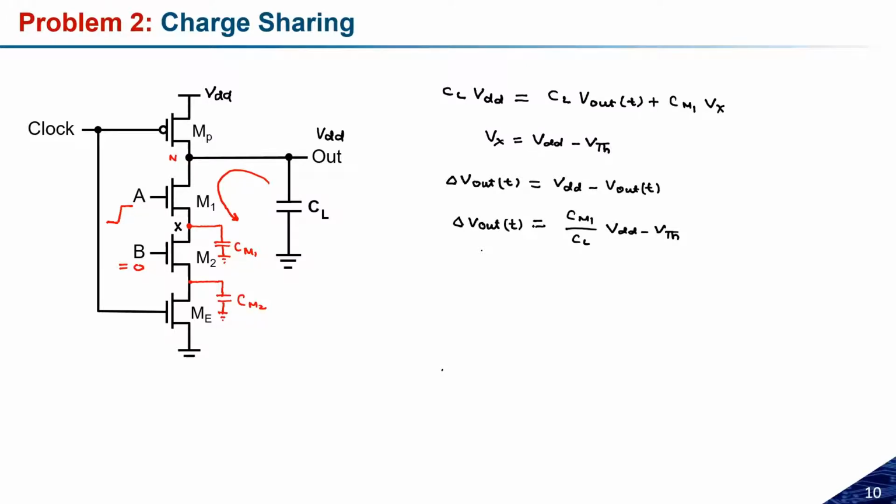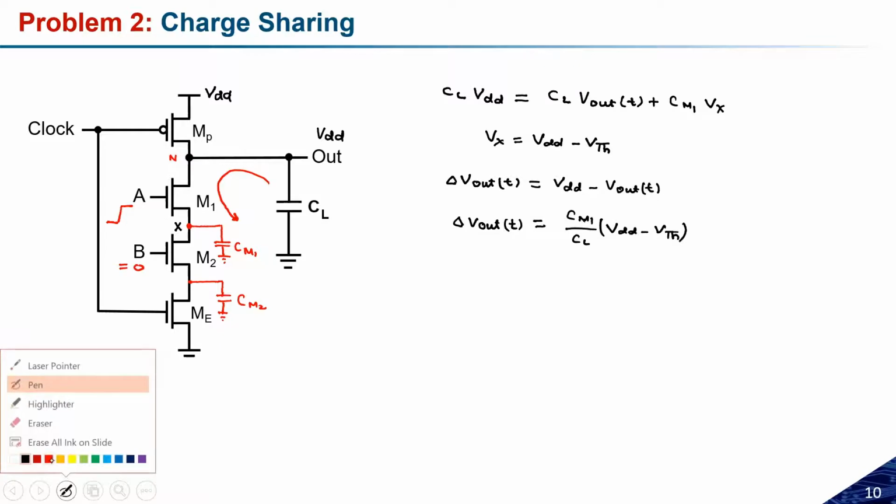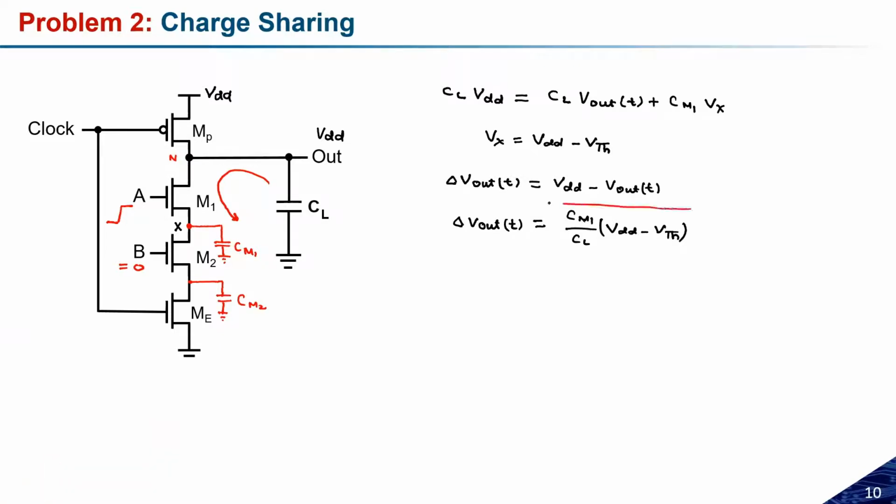So what is the importance of this equation, this derivation? The importance of this equation is that the change in the output voltage, what was the initial voltage and what will be the output voltage after a certain period of time, depends on the load capacitance ratio and the internal capacitance. So this is really one of the important things which we should consider.